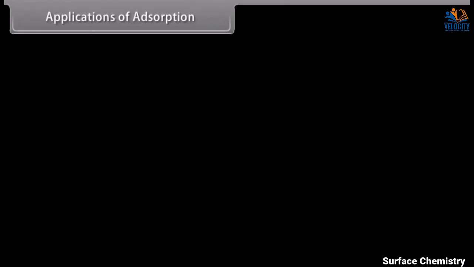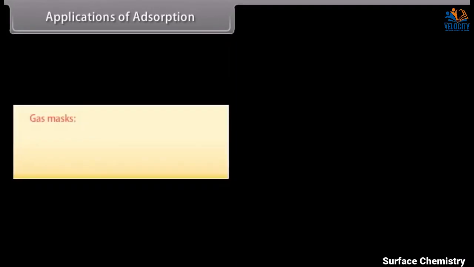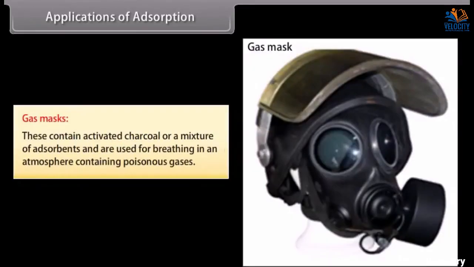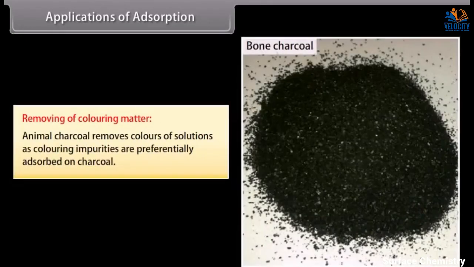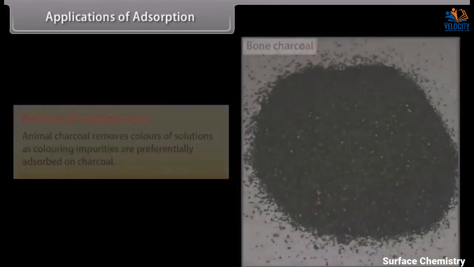Applications of adsorption. Gas masks. These contain activated charcoal or a mixture of adsorbents and are used for breathing in an atmosphere containing poisonous gases. Removing of coloring matter. Animal charcoal removes colors of solutions as coloring impurities are preferentially adsorbed on charcoal. For example, bone charcoal is used as a decolorizer in the sugar industry.